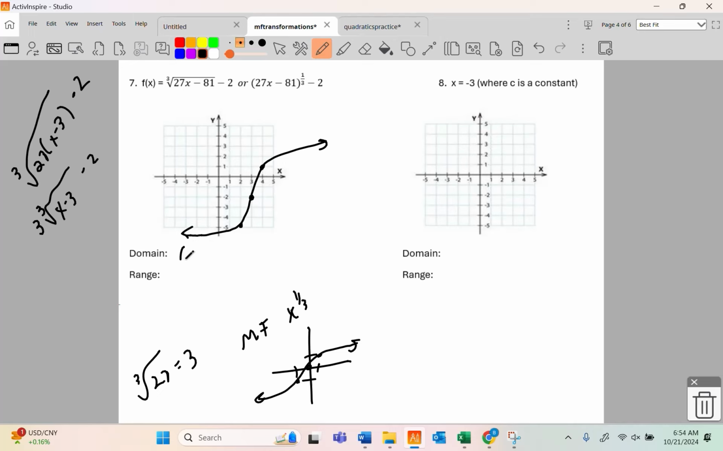Domain is going to be the same as mom, runs left forever, runs right forever. Range is the same as mom, falls forever, rises forever.